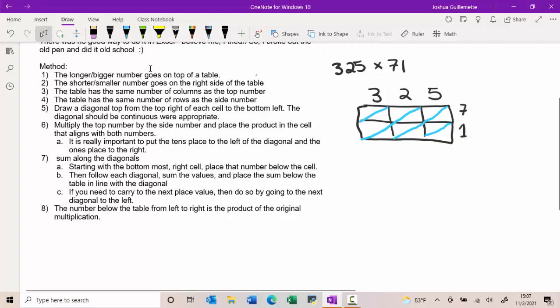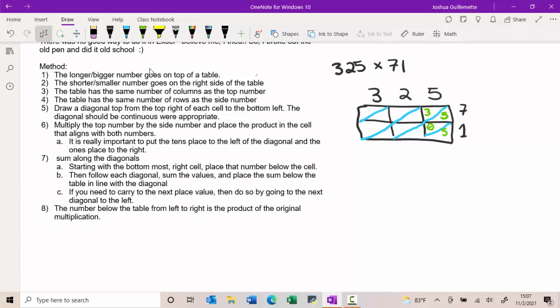Now we're going to switch colors one more time. Okay? So now we're going to multiply the top number by the side number and place the product in the cell that aligns with both numbers. So it doesn't actually matter where you start, but 5 times 7 is 35. It's really important to put the tens place to the left of the diagonal, so the 3 is going to go right there, and the 5 is going to go right there, and the ones place goes to the right, so there's 35. 7 times 1, that's this cell right here, and so that is 5. You don't have to put the 0, but I tend to put the 0.